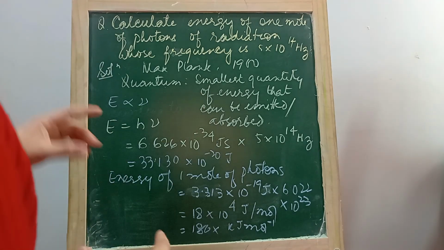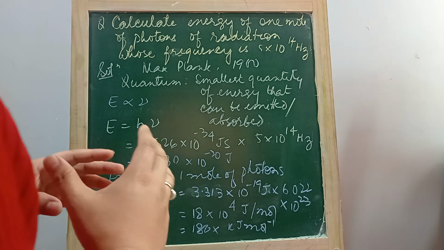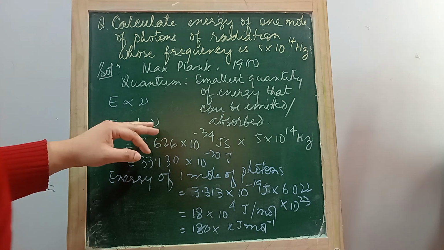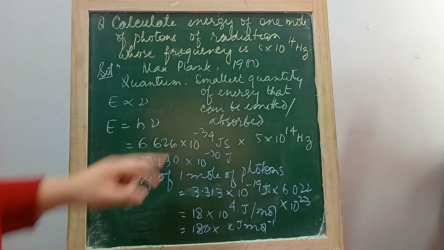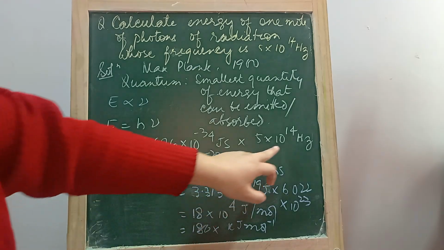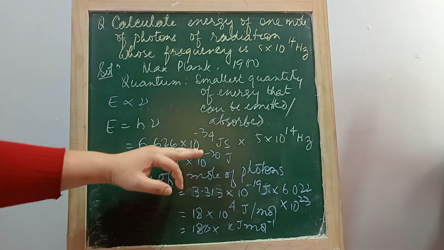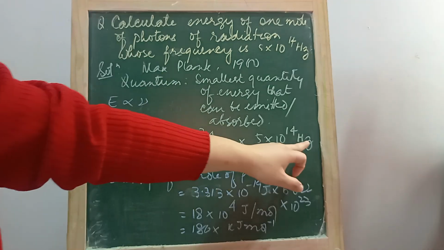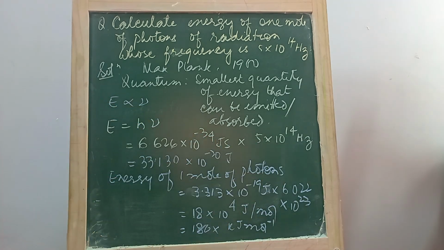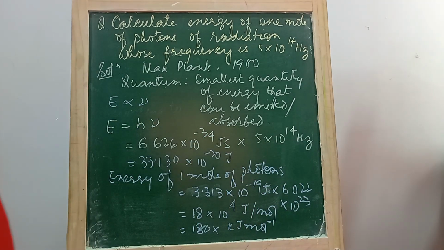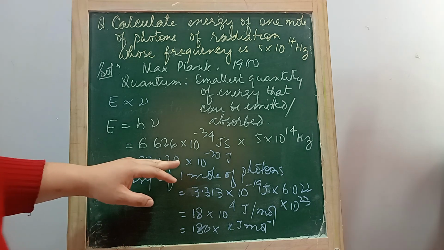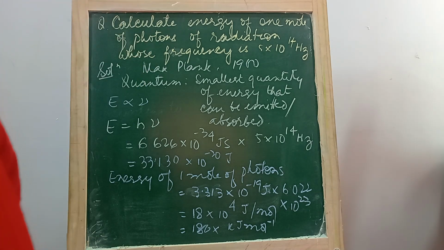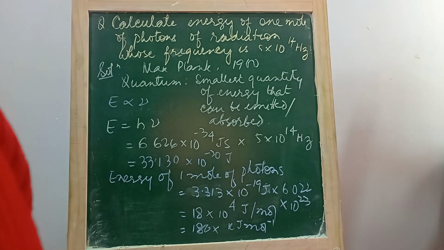The amount of energy in one photon is given by E equal to h into nu, where h is the Planck's constant and nu is its frequency. Since it is yellow light, its frequency is 5 into 10 to the power 14 hertz, and the Planck's constant is this. The Planck's constant has the unit of joule second, and hertz means per second. So second and second will be cut off. What remains is joule. So this comes to 33.130 into 10 to the power minus 20 joules. This is the energy present in one photon of yellow light, one packet of yellow light.